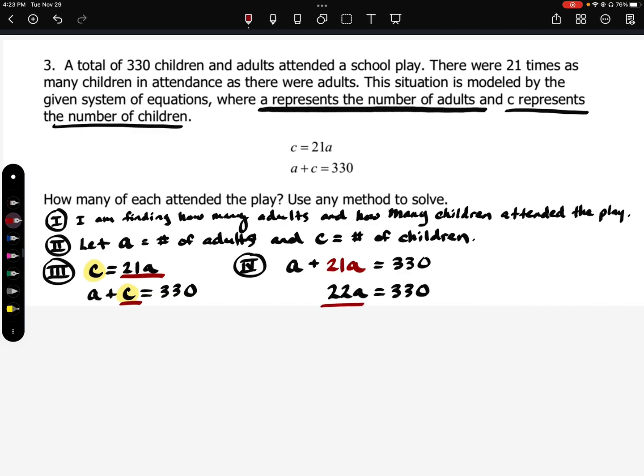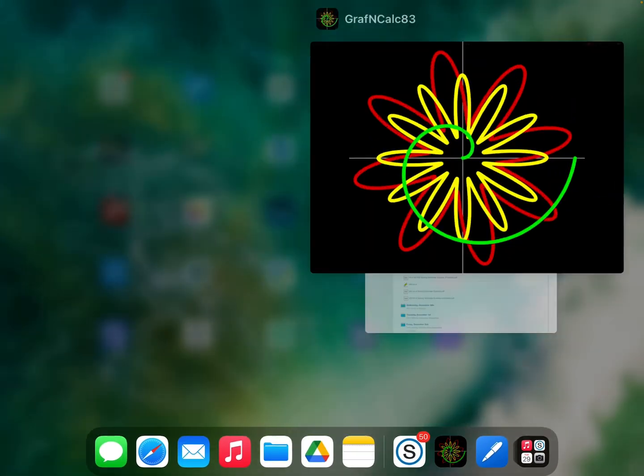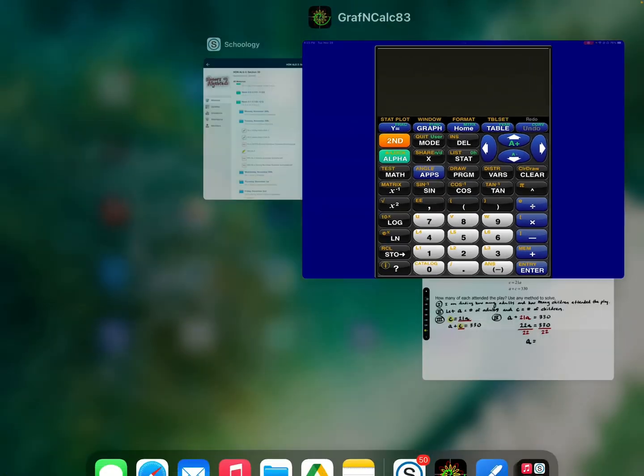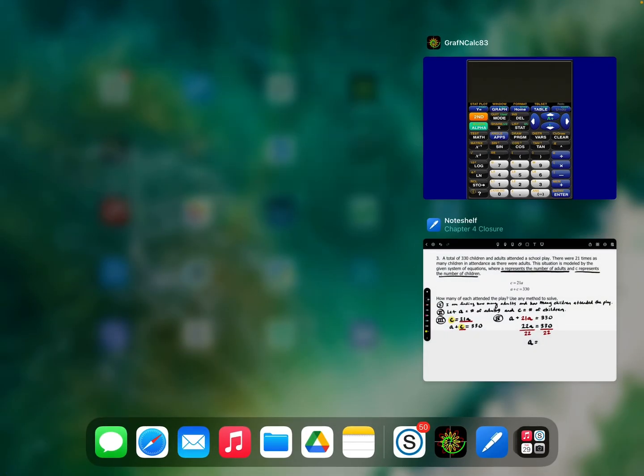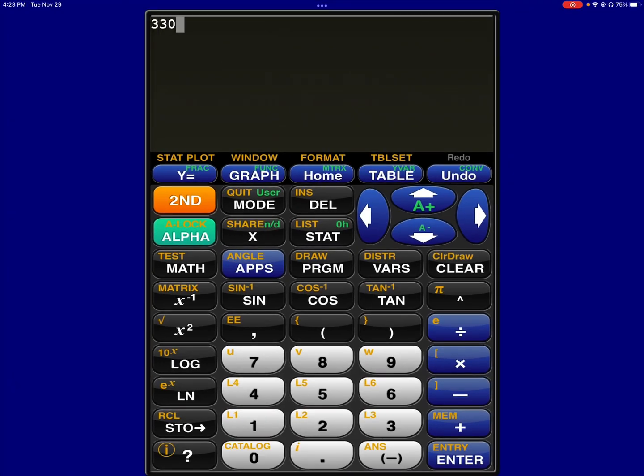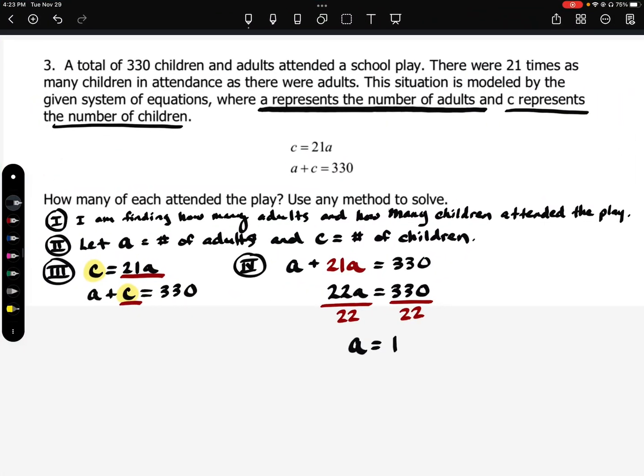So I'm going to go ahead and divide each side by 22. And we'll see here we've got A is going to equal. And, you know, if you struggle with doing 330 divided by 22, you can always go into your calculator. Right? And remember it was 330 divided by 22. Gives us 15. So A is equal to 15. That means that there were 15 adults that attended, right? So if we know there's 15 adults, let's take it and find how many children there were.